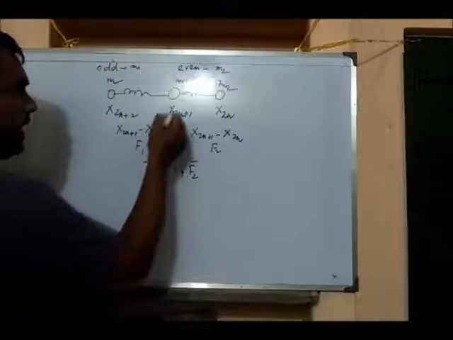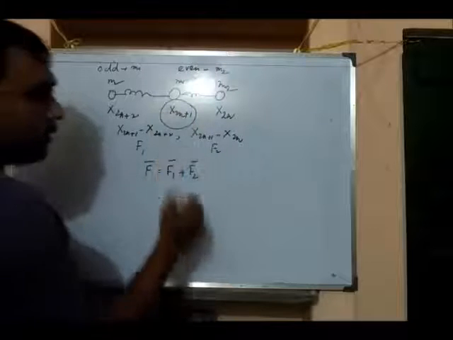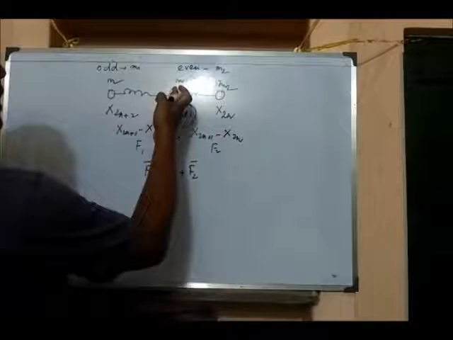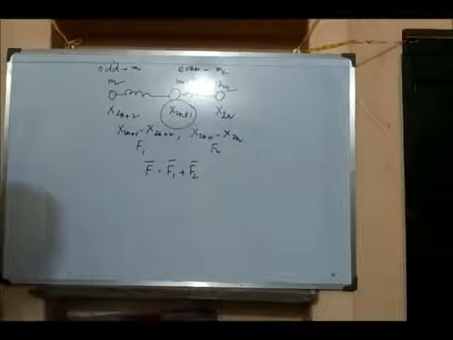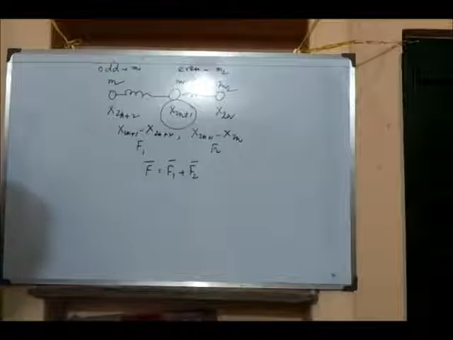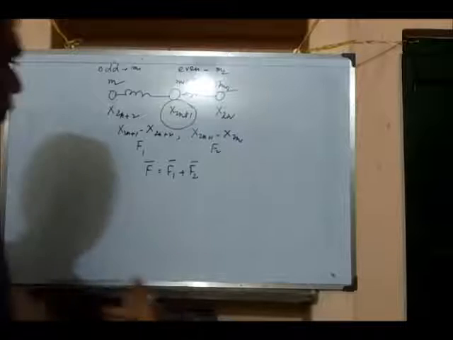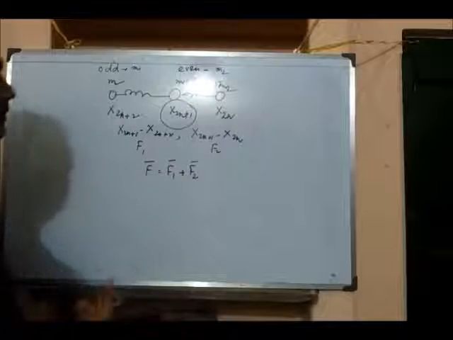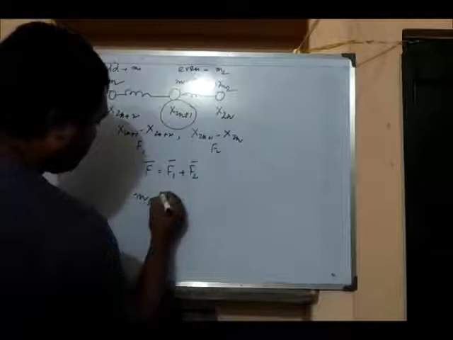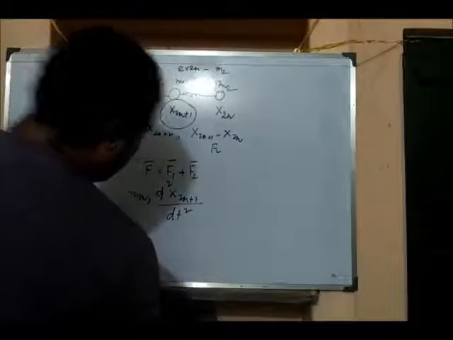So due to the displacement of this x2n+1 atom, this atom is feeling some kind of restoring force, and that restoring force is trying to move that particular M1 atom to its equilibrium position. So according to the D'Alembert principle, I can write that this restoring force will be M1 d square x2n+1 by dt square.